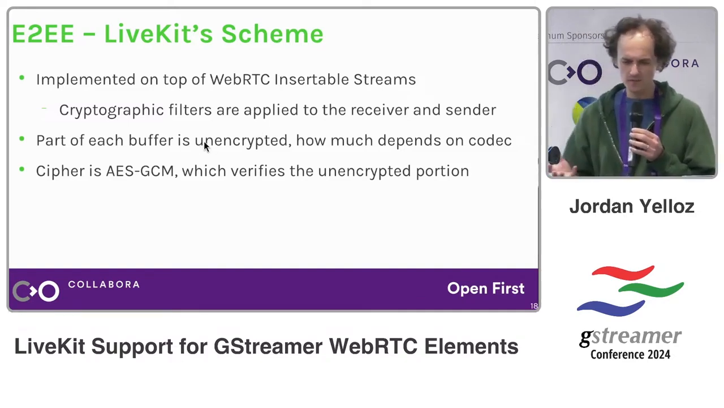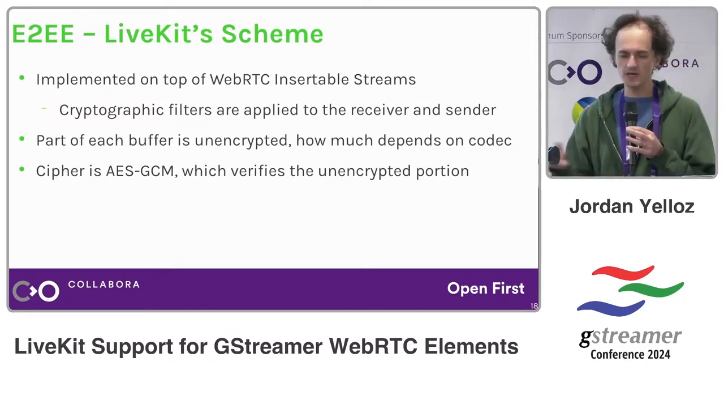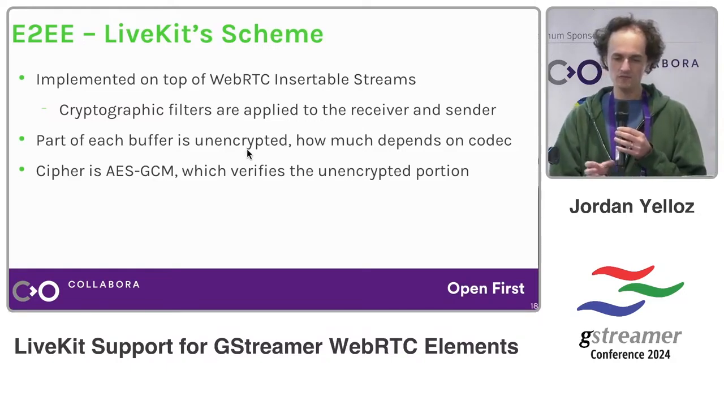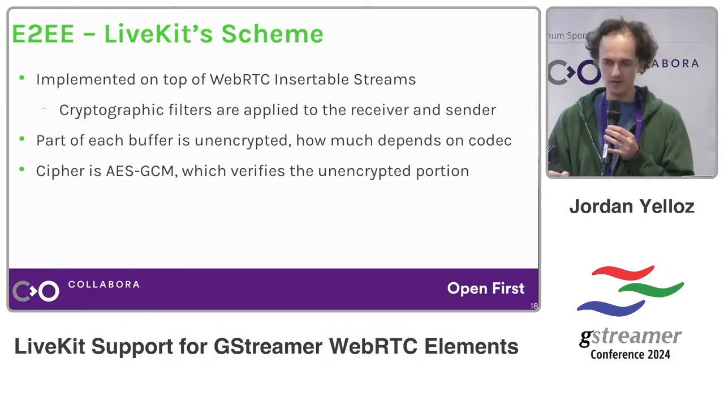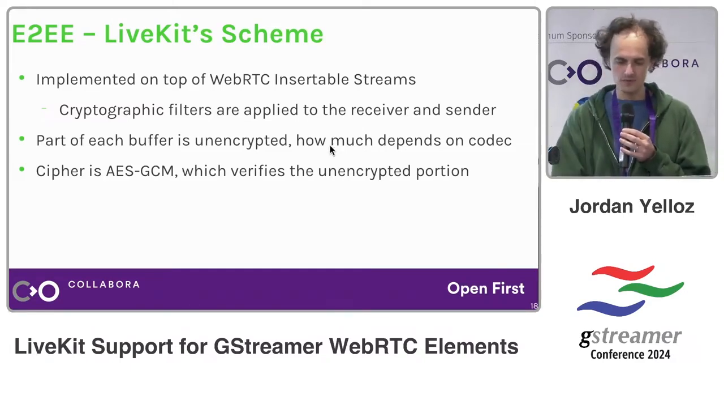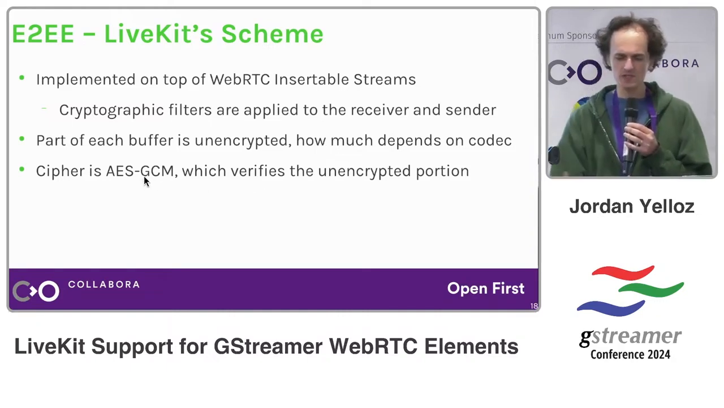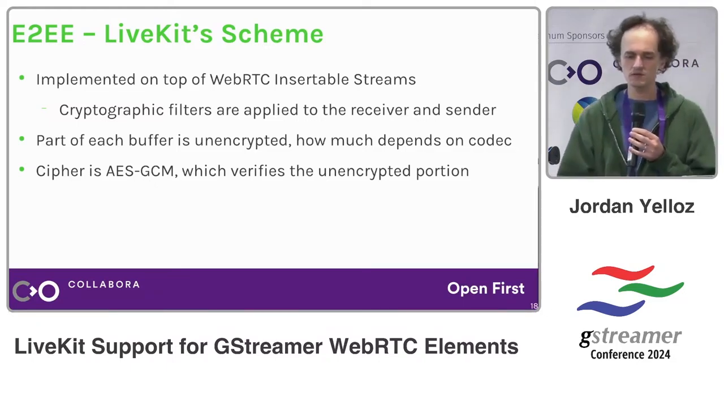And in order to make everything work, they've added their own data layout for every frame or every buffer that comes through. The beginning, a certain amount, is unencrypted, then the end is encrypted, and then there's a little bit after the encrypted part that includes metadata for the cipher. They end up using AES GCM, which is a newer class of ciphers called AEAD ciphers, which actually verify the unencrypted part. So it's kind of interesting that they do that.